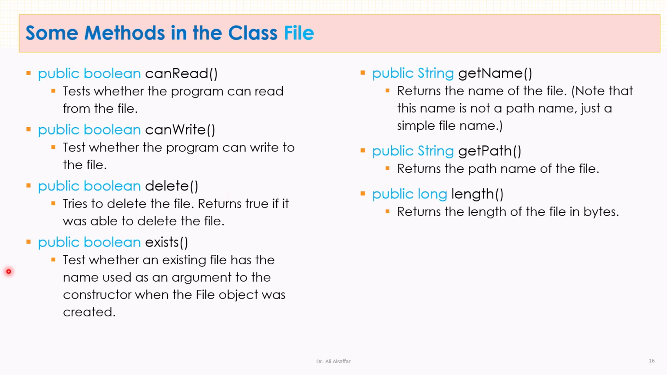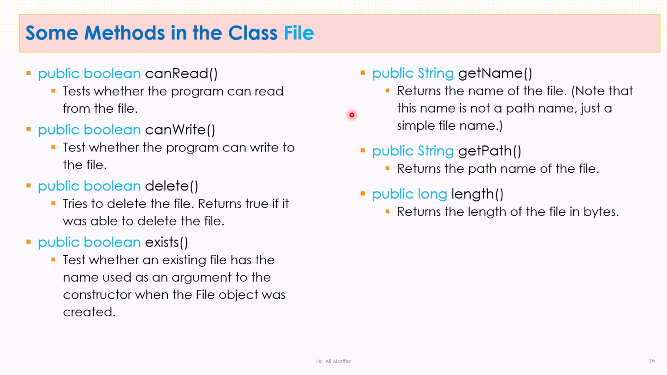The next method is also a Boolean method. It is called exists, and it is used to test whether an existing file has the name used as an argument to the constructor when the file object was created. And again, you have seen an example of how to use this method. After creating the file object for a certain file, later you would like to know the name of this file, then you can call the method getName.